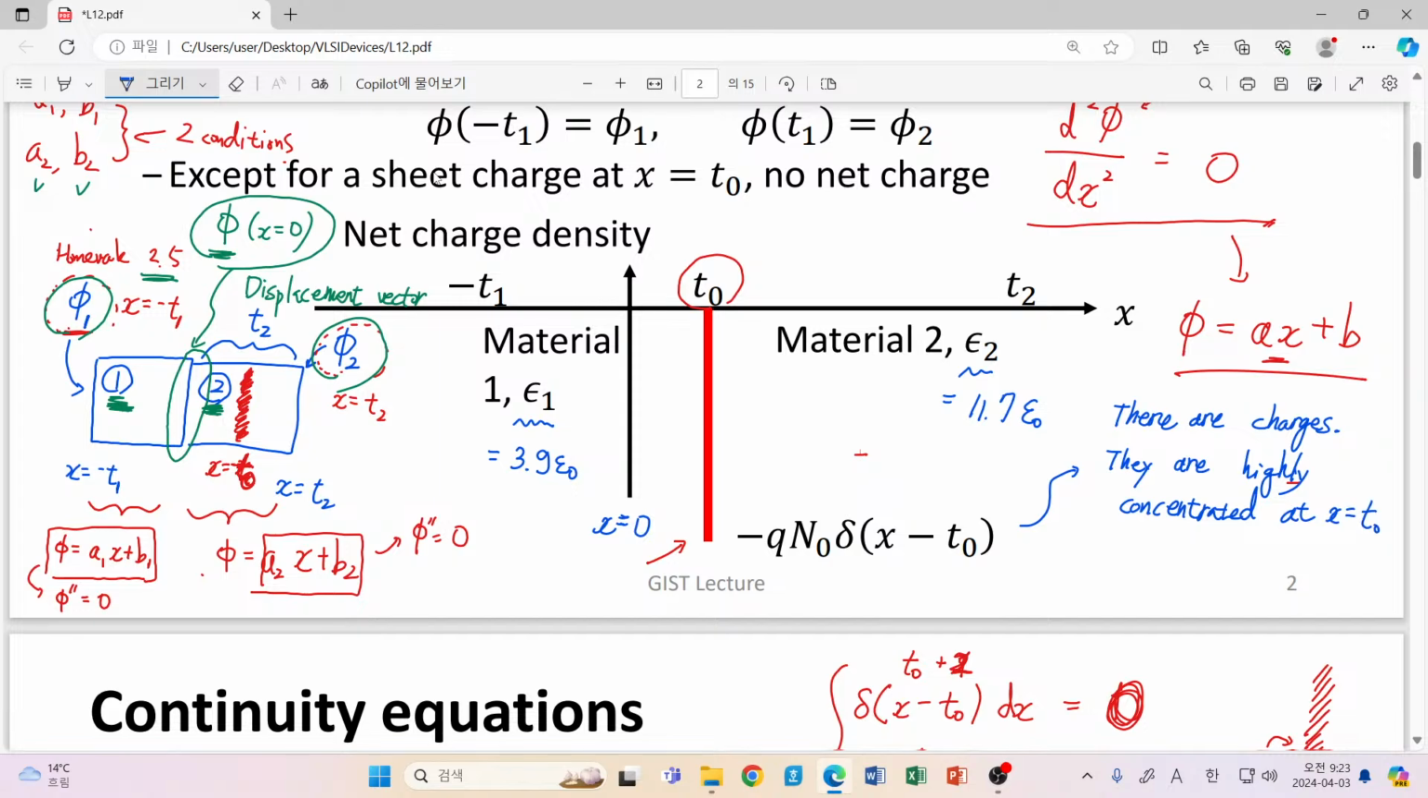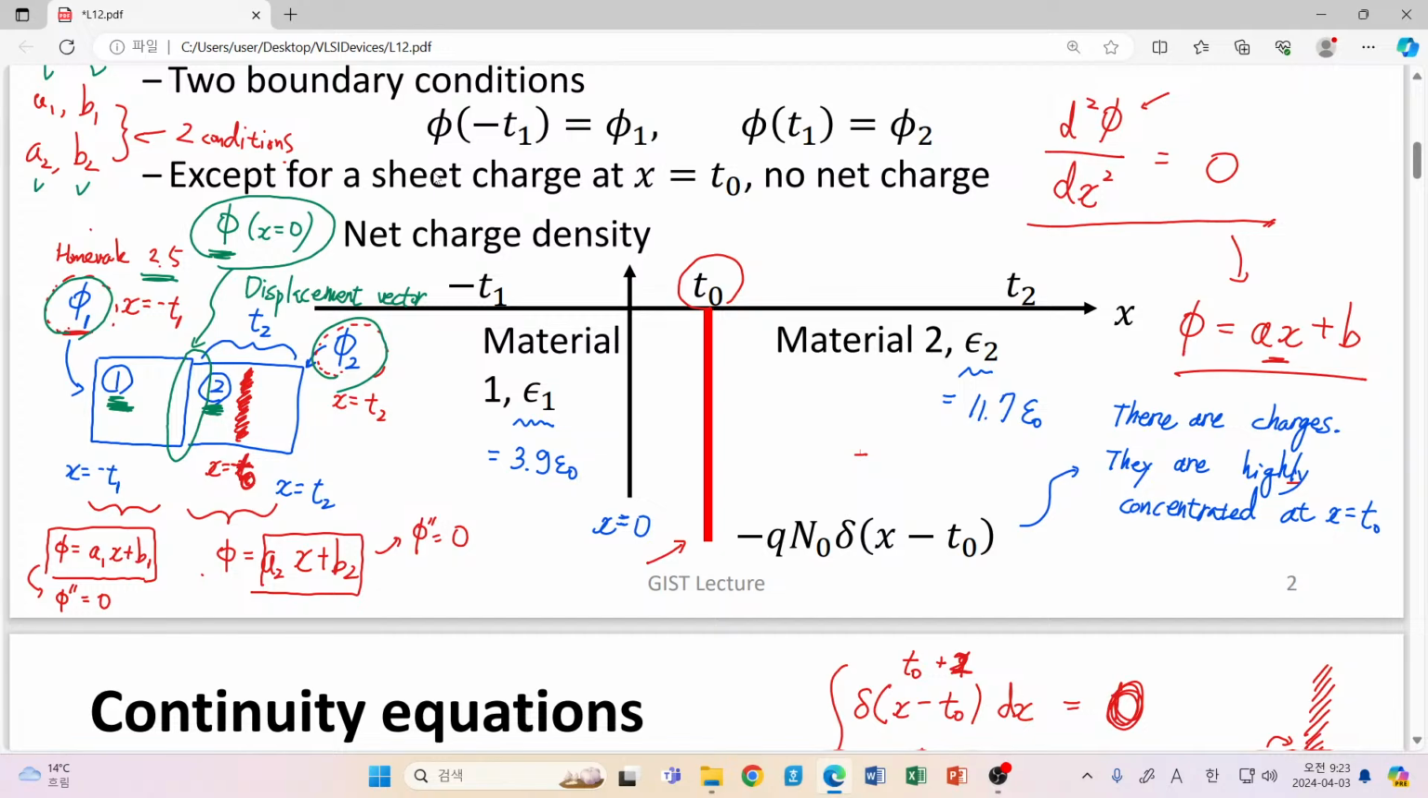There is a highly concentrated one, and although we have no idea about their exact function shape, when it is integrated, the 2D density is n sub naught. This is the meaning of terms like n sub naught times the Dirac delta function centered at t sub naught.